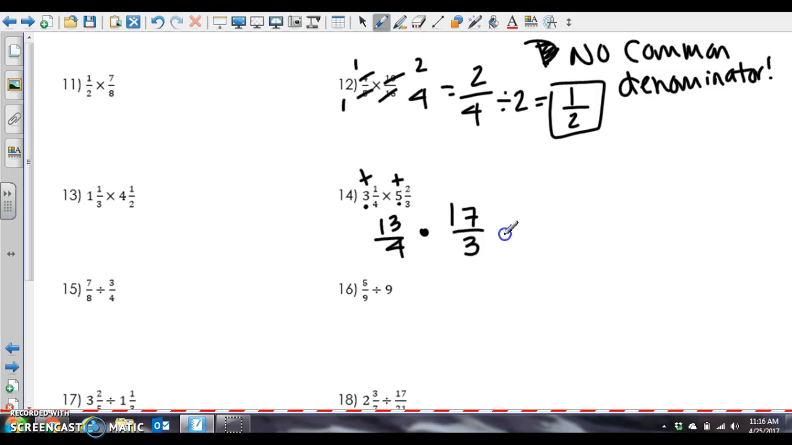This is when you start crying. Or you just do your math. So on the bottom, 4 times 3 is 12. 13 times 17 is going to be a large number. I'm going to have to go off to the side and figure it out.